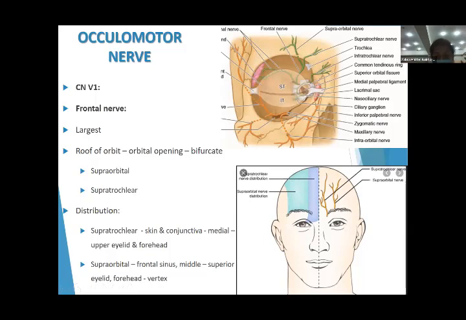Supraorbital जो है ये आपके frontal sinus को supply करती है. The middle part of the superior eyelid, upper eyelid के middle वाला part, क्योंकि lateral part अभी हमने lacrimal से supply करवाया है. ठीक है. Forehead up to the vertex. Vertex आपको बताया था the highest point on the skull over there. So up to here, यहाँ तक supratrochlear ने किया था. ये हिस्सा रह गया था. This is supplied by the supraorbital.